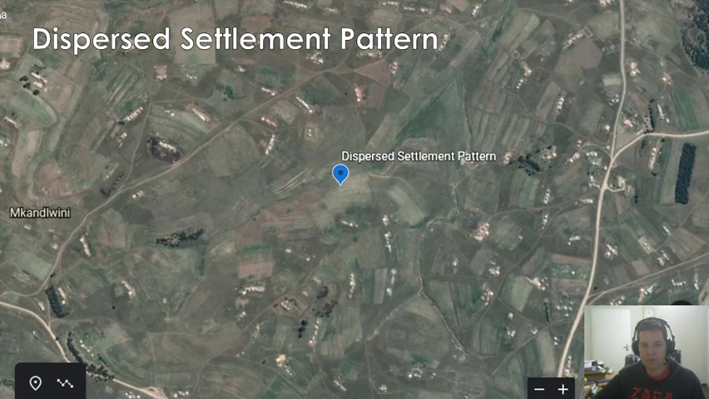The second case would be a dispersed pattern. This is from the Eastern Cape, and you can see there are many, many houses here. They're not necessarily isolated from each other, but they are spread out in quite a regular pattern. So dispersed means not clustered together, but instead there's fairly equal spacing, or they are spaced out more regularly.